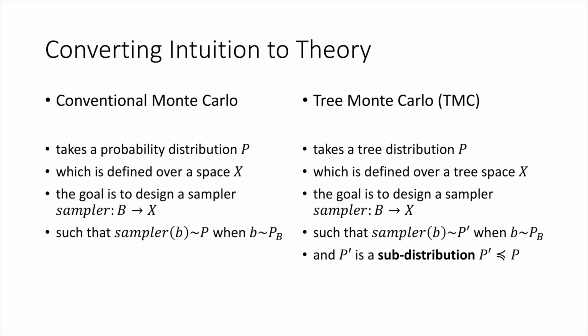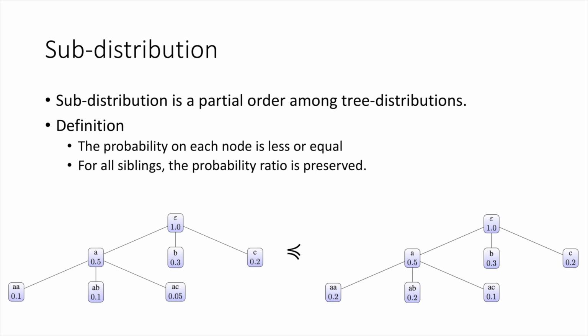The most interesting and unique aspect here is the concept of subdistribution. In a tree structure, there is a natural partial order among the paths. This partial order naturally induces a partial order among the probability distributions defined on the tree.